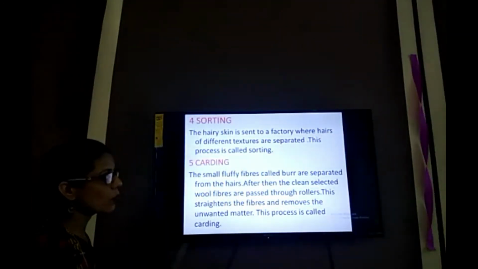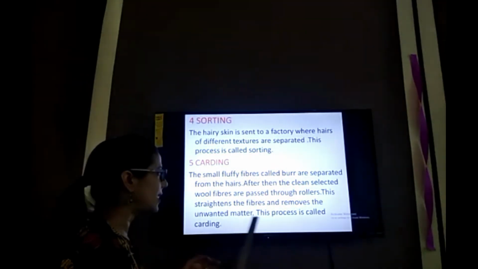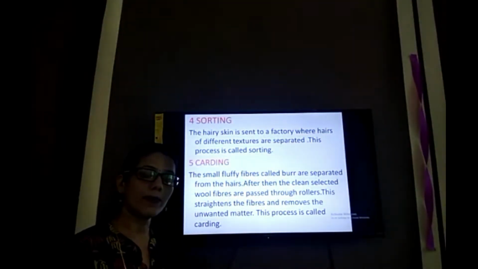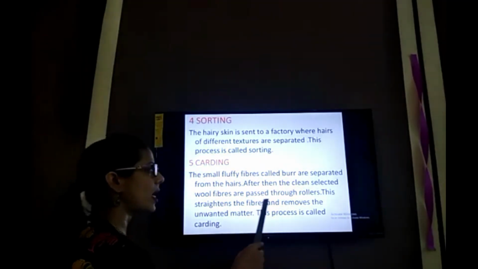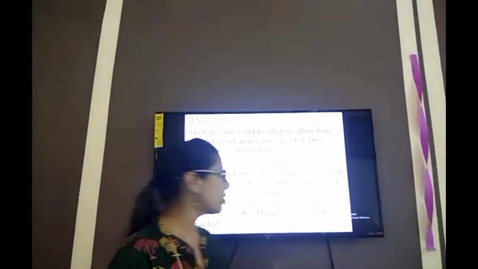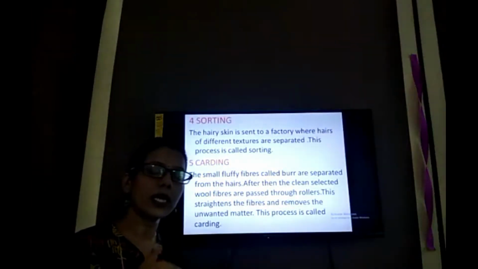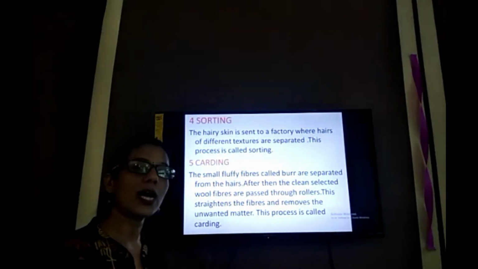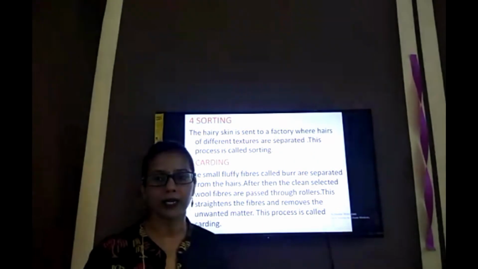So in the factory, the small fluffy fibers are separated from the hair. Then the clean selected wool fibers are passed through rollers. When they pass through the rollers, they are completely straightened. This straightens the fibers and removes the unwanted matter. After separating the wools, the fibers pass through rollers so they can be straightened into very fine quality wool, and after that they are washed again in large tanks to remove the unwanted matter. This complete process is known as carding.